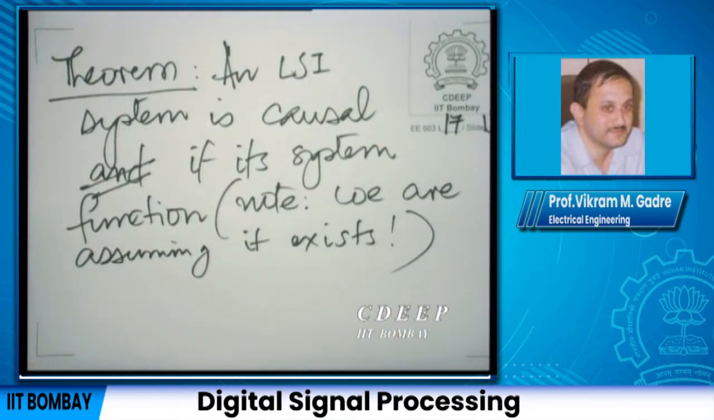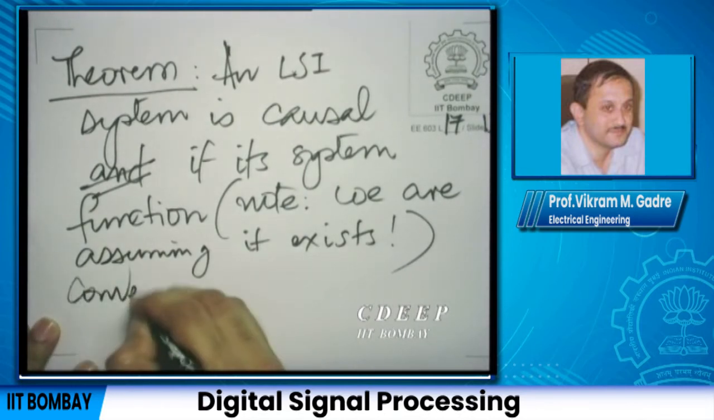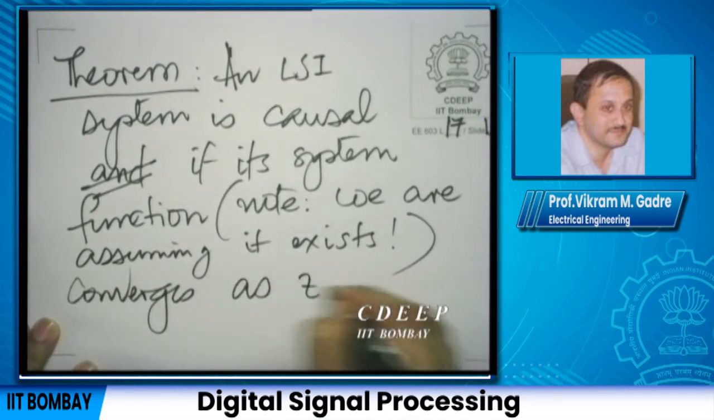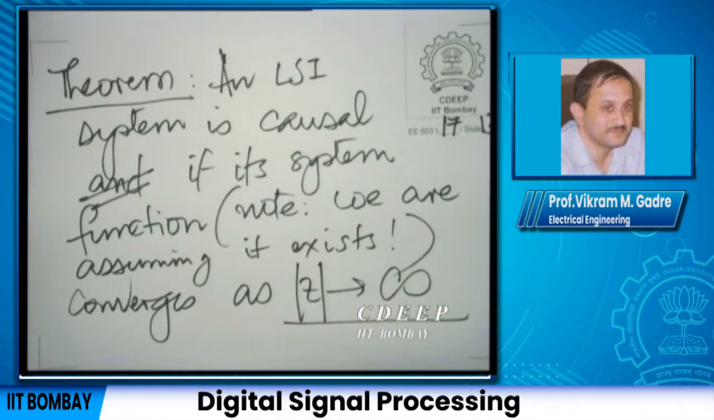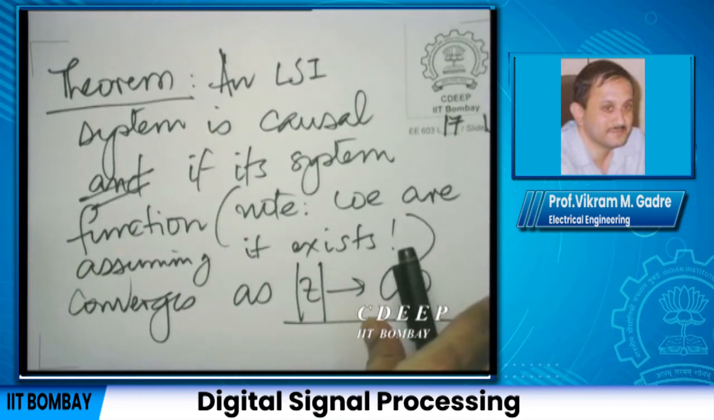That means the impulse response has a Z transform, if its system function converges as Z tends to infinity, or you can say as mod Z tends to infinity. That is very easy to see. In fact, if an LSI system is causal and if it has a system function, then the system function must converge. Proof.